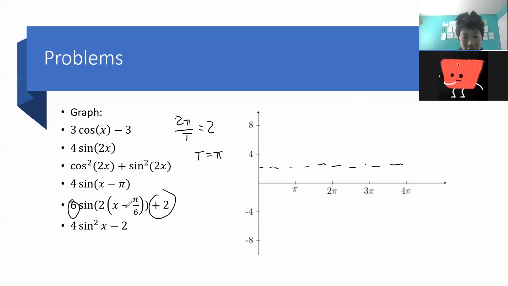We also have a shift of pi over 6 to the right. We'll figure out that shift later, but let's first graph what we know for now. So an amplitude of 6 within a period of pi. So it looks like this.